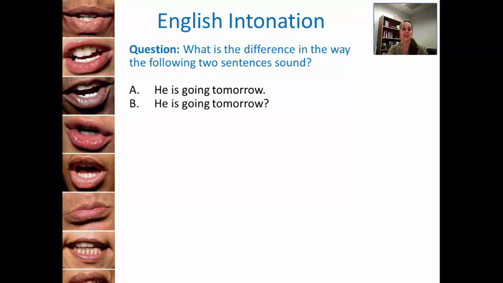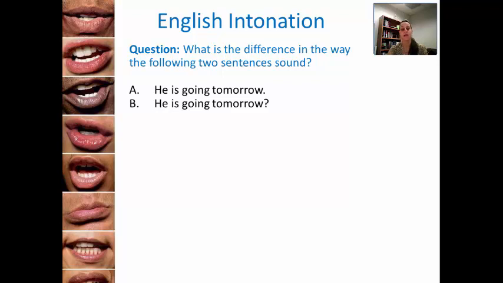Would you classify that ending as a rising ending or a falling ending? He is going tomorrow. So hopefully you stated falling, right? You can tell that it's falling. The melody of my voice ends on a low note. Now, notice how this is different in the second sentence. He is going tomorrow? I'm going to say it again. He is going tomorrow?